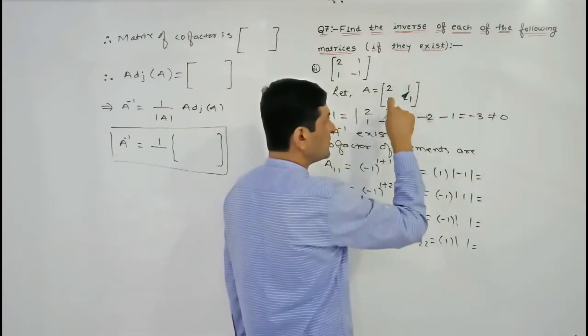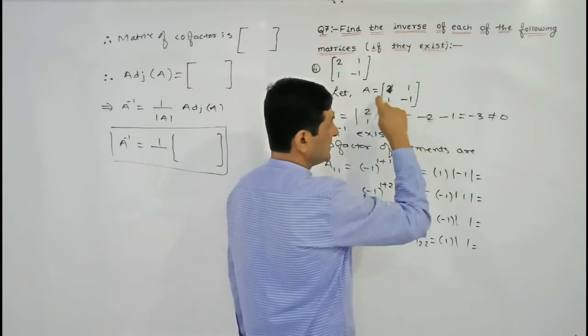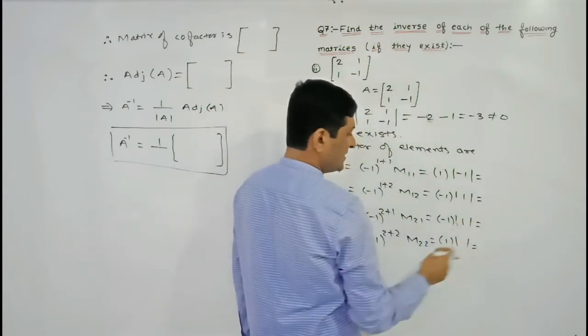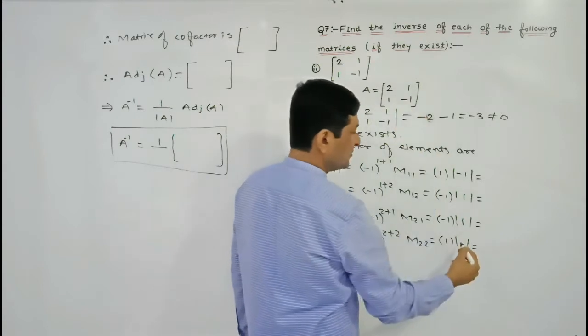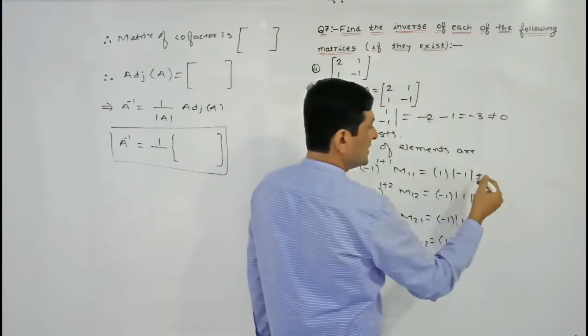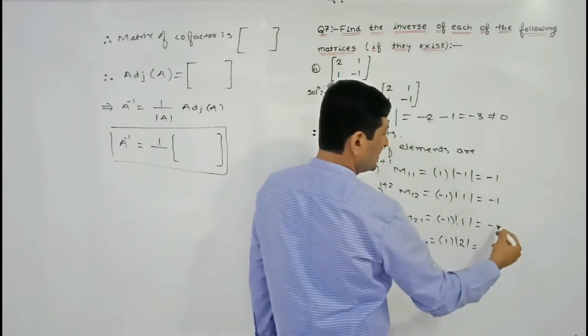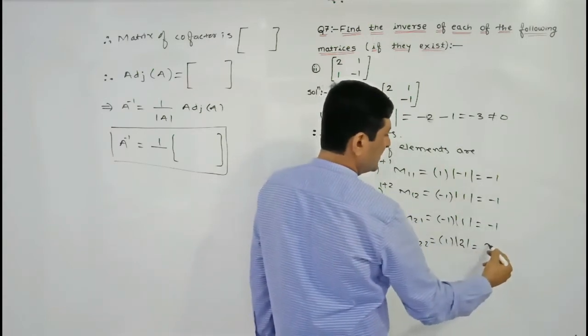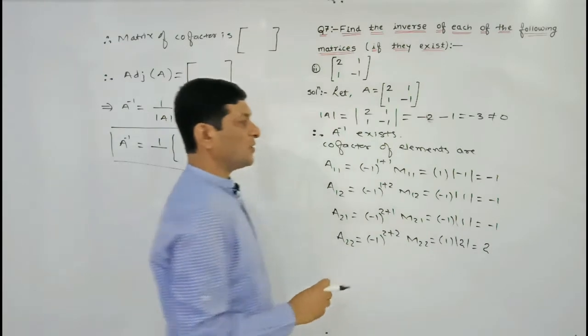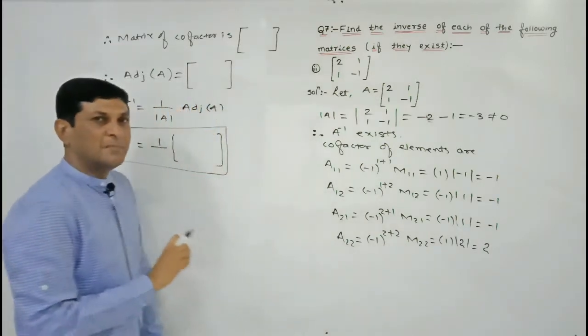Delete second row, first column. Second row, first column, here we will get 1. Lastly, delete second row, second column, here we will get 2. So 1 into -1 is -1, -1 into 1 will be -1, -1 into 1 will be -1, and here we will get 2. Now collect all these cofactors in a matrix.